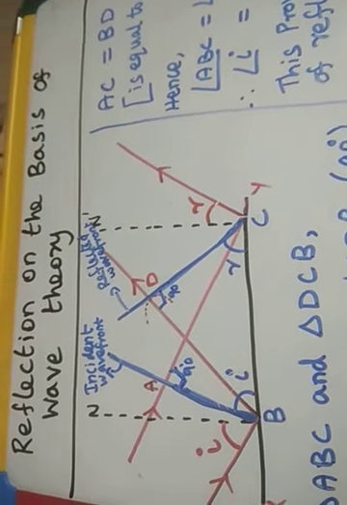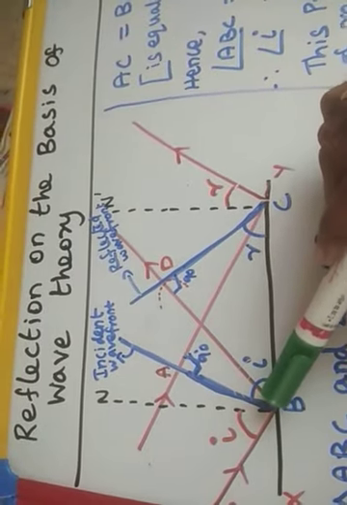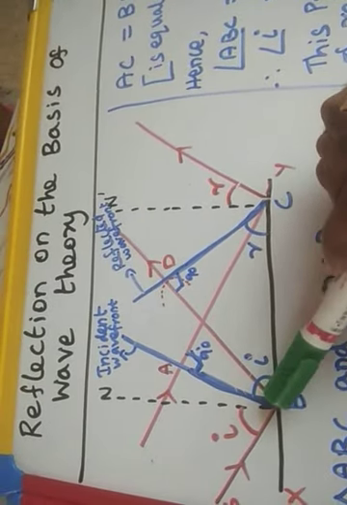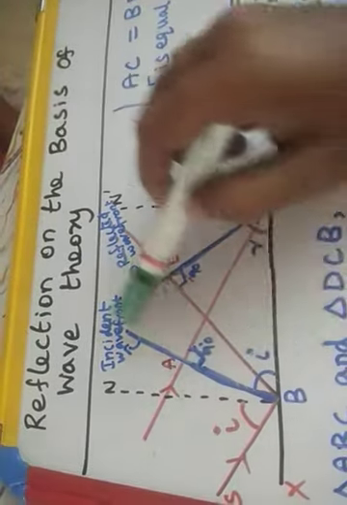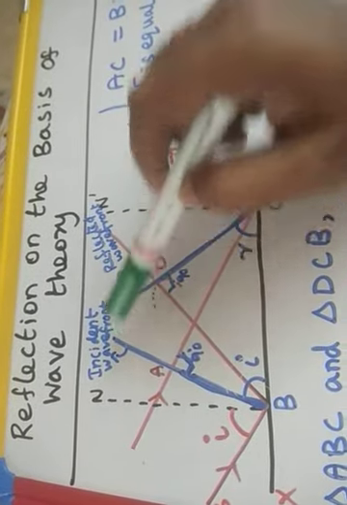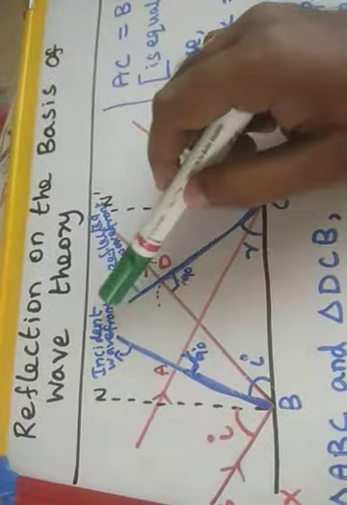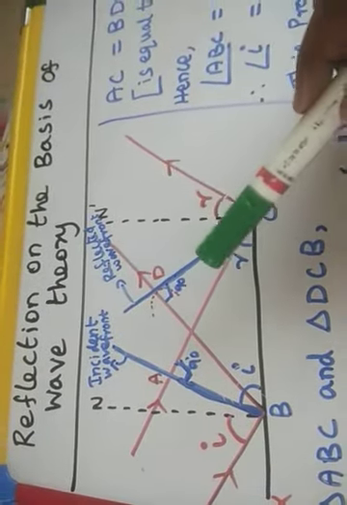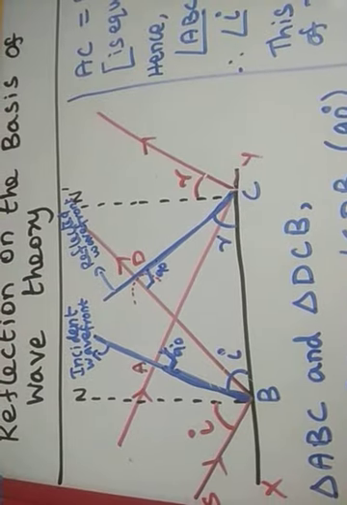How to draw the wave front? Just take the point B. From B we have to draw the perpendicular line. This perpendicular line is called the incident wavefront. From C, this perpendicular line is the reflected wavefront. So do you understand, students?